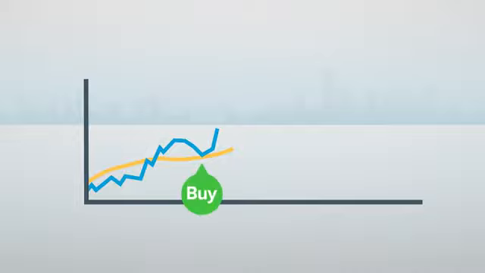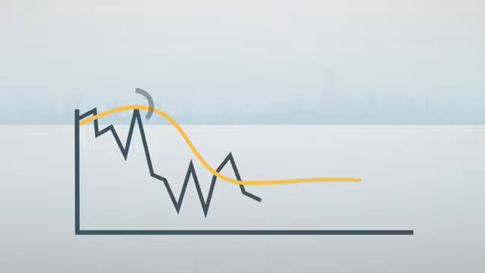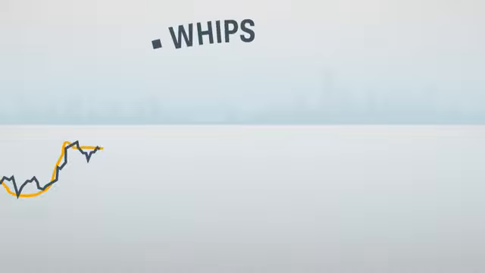On the flip side, moving averages can also help investors know when to sell a position. For example, if the stock's price rises to the moving average and bounces, this might be a sell signal. Looking at a simple moving average over a short-term time frame can be very helpful, but it has its drawbacks. One thing to be aware of is whipsaws.